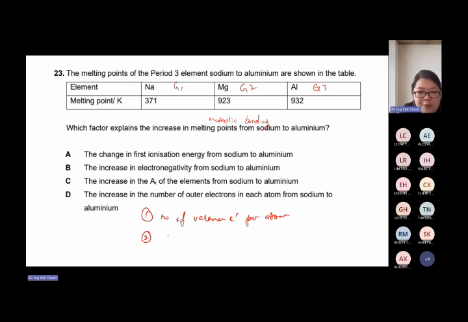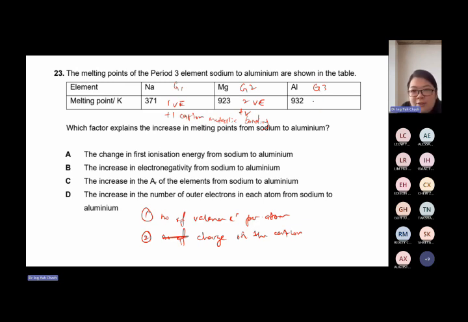Factor number two will be the charge on the cation. So group 1 sodium, in group 1, 1 valence electron, and it will form a +1 charge cation. Group 2, 2 valence electrons, and +2 cations.